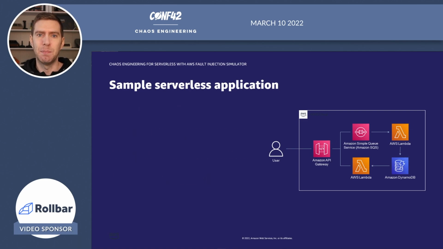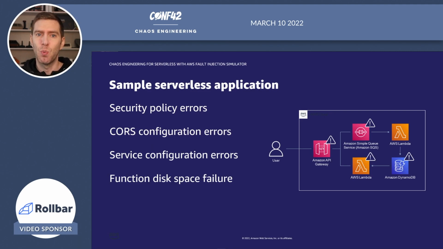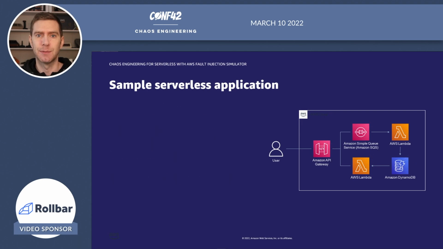Other examples might be that we can create security policy errors where we restrict access to services. We can create CORS configuration errors, something that perhaps we struggle with to get right. And that is a good example of something that we might try. What happens in our application if we have CORS configuration errors? And once again, we can basically create any type of service configuration error. And we can also do manipulation with the disk space available in our AWS Lambda functions, if that is important to us.